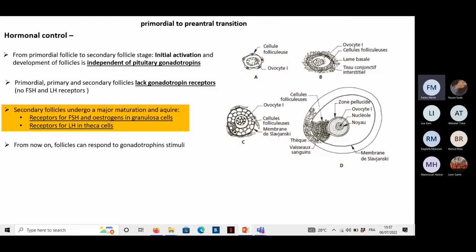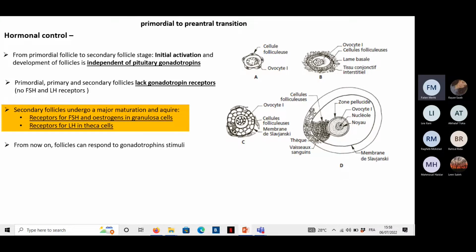However, at a certain moment in the late secondary follicle, so when the secondary follicle is mature and fully developed, it will start to express FSH and LH receptors, okay? But when it is formed, the secondary follicle doesn't have FSH and LH receptors. From the moment this late secondary follicle starts to express LH and FSH receptors, it can start to respond to the action of the gonadotrophins, meaning the action of the FSH and LH. But before, they didn't have them, and they don't respond to the action of those gonadotrophins, okay?